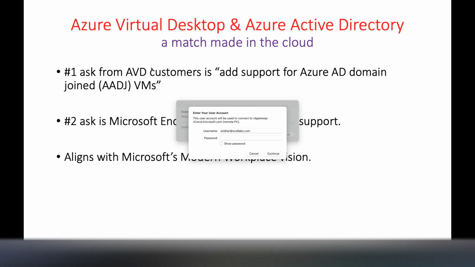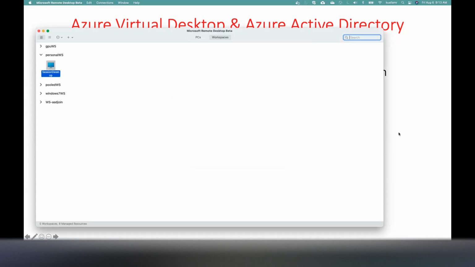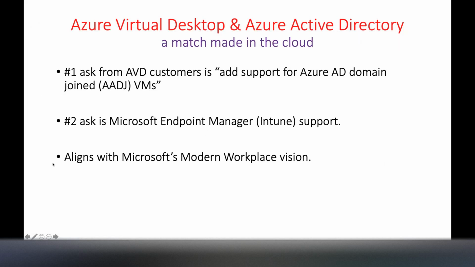See, the VM is ready, and then it's asking me to authenticate it. So that's what I want to demonstrate. But it also aligns with Microsoft's modern workplace vision, where it's going to be fully cloud native, giving them an option to be cloud first, with no dependencies, right?